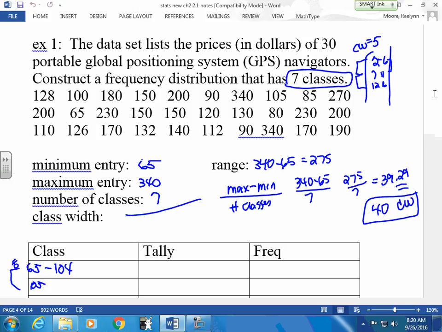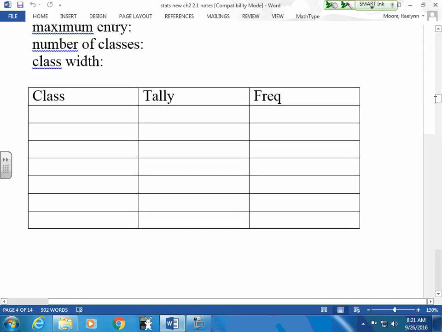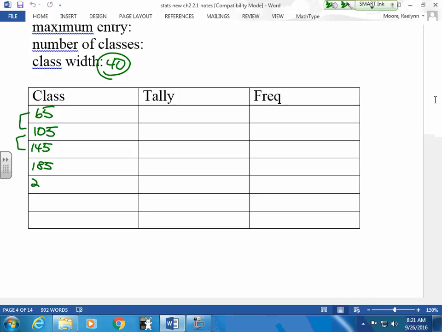So let's start your table. Let me bring up my table. We started at 65. We added 40. We're going to add 40, and keep adding 40 all the way down. I want 7. Okay. Now, just find one. This is my beginning, my lower limit. Find one upper limit. It's the guy before this. They can't be the same, because then what category do you put it in? So they cannot overlap. Now add 40 all the way down.